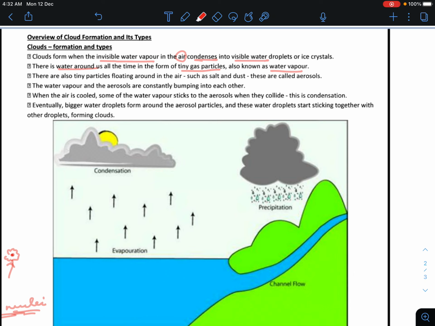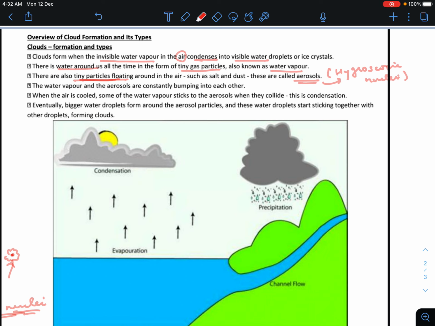We are also talking about tiny particles floating in the air, which are called hygroscopic nuclei. These tiny particles floating around are things such as salt, dust, and smoke particles. These are called aerosols, and you can say that these are the hygroscopic nuclei.